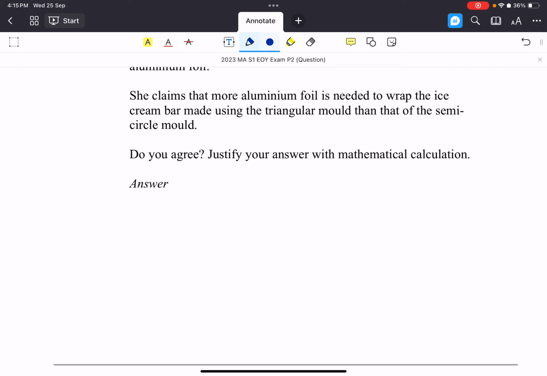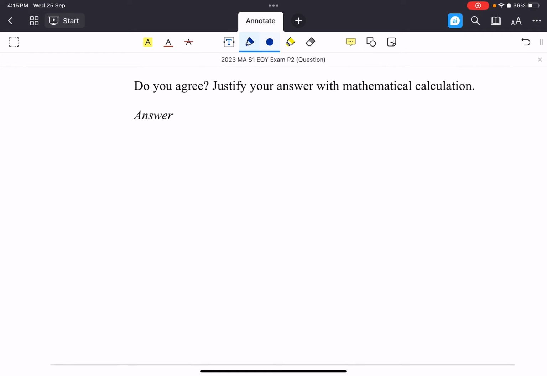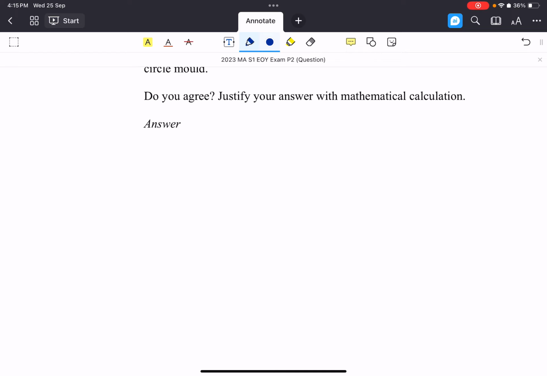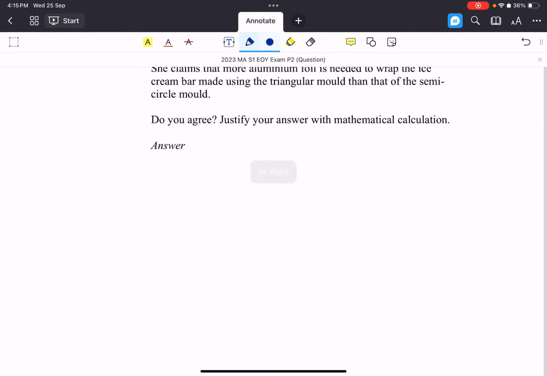Do we need to compare? Do we need to find the total? Actually we don't need to, because the cross section is the same area. All we need to do is find the area of the lateral side and then compare. Or better still, we just need to find the perimeter.